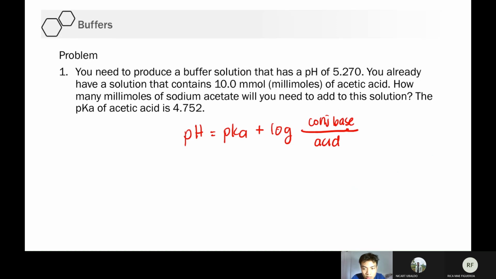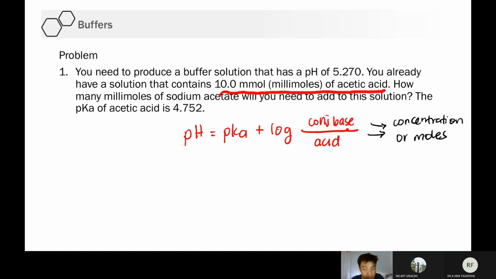That is pH equals pKa plus log ng concentration ng conjugate base natin. Okay? Ano yung acid natin? That will be your acetic acid. And this is the acid. Okay? So again, remind ko lang, yung ating conjugate acid, conjugate base, pwede silang in terms of concentration. Pwede ring moles. In our case, millimoles. So, okay lang yan. So, yan. So, we already have the acid. We have 10 millimoles of acetic acid.